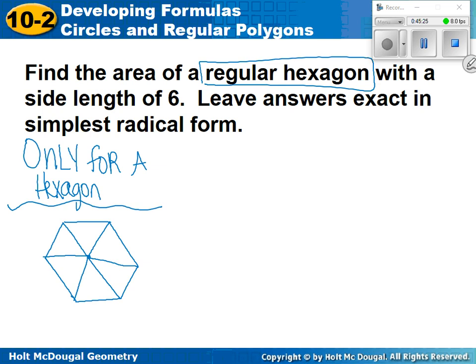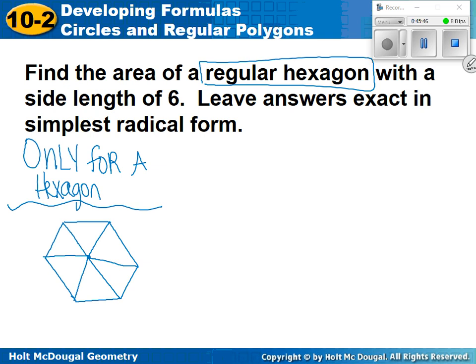So draw all the radii in there. And I'm calling them radii because if we put a circle around that circumscribed circle, those would be radii of the circle, right? What's going to be true about all of the radii in our polygon? They're going to be congruent. That's going to be true for every regular polygon.